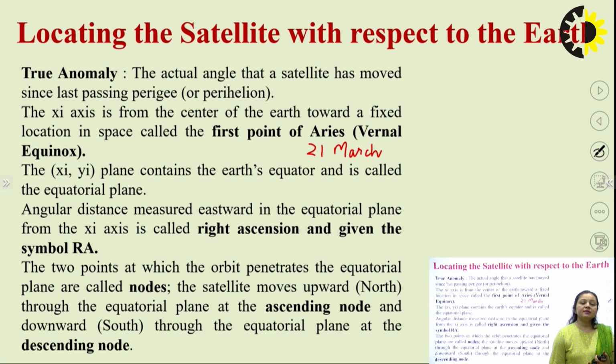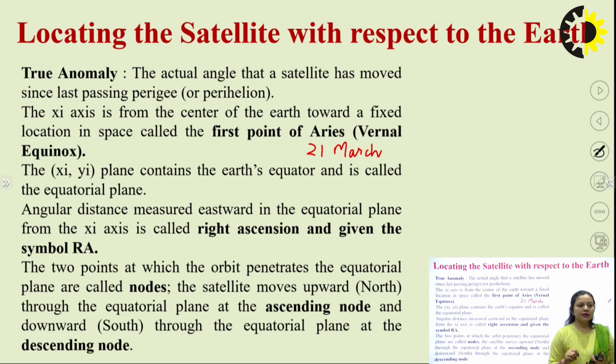So, first point of Aries is denoted here with the xi-axis. The xi-ya plane contains the Earth's equator and is called the equatorial plane. Whatever angle you have to mention, you will mention it with respect to the xi-ya plane. Xi is your first point of Aries direction, that is your vernal equinox. The angular distance measured eastward in the equatorial plane from the xi-axis is called the right ascension of ascending node, and you give it by the symbol Ra.